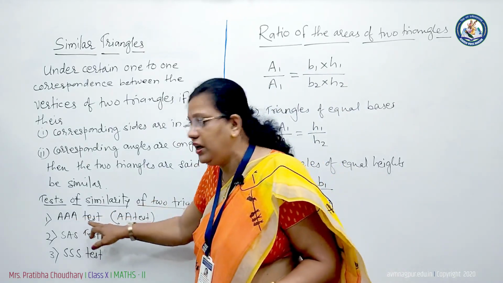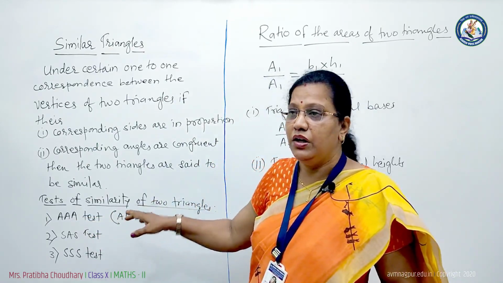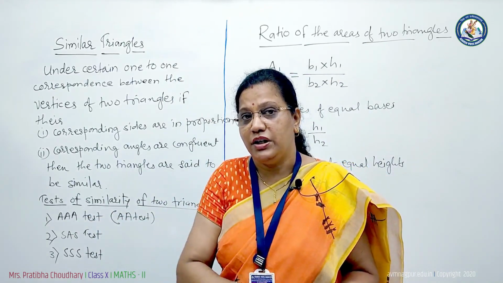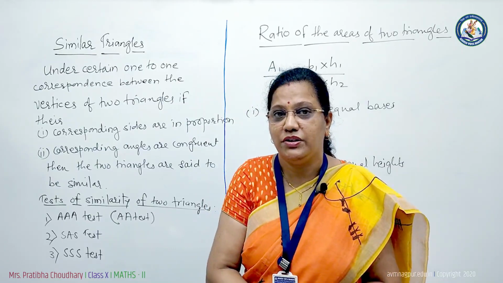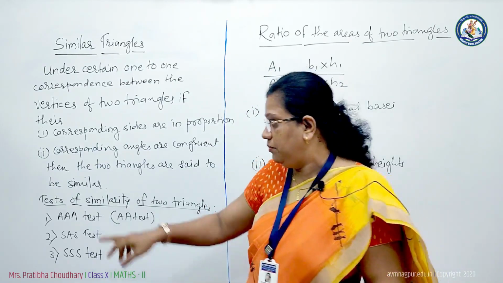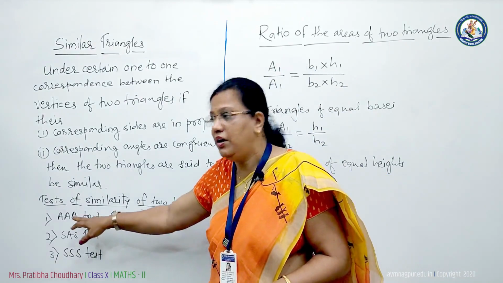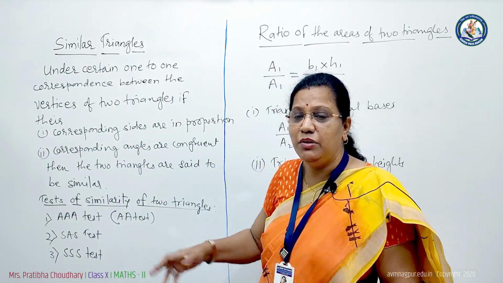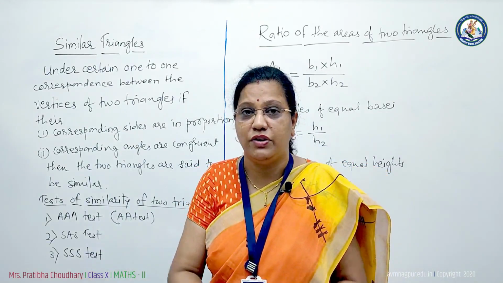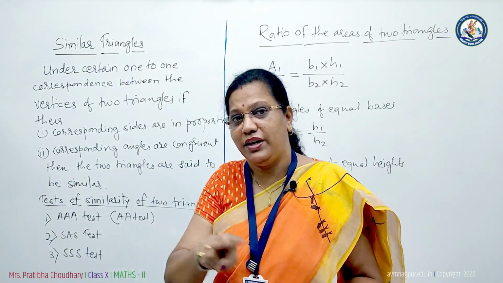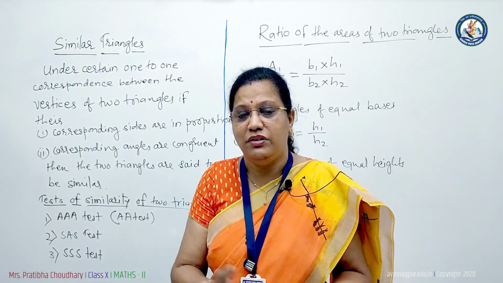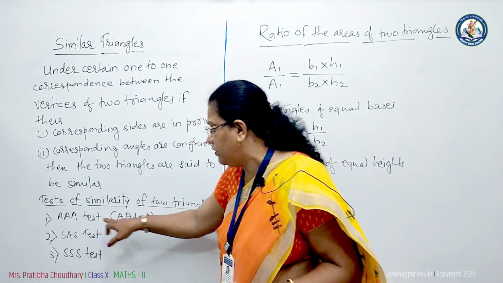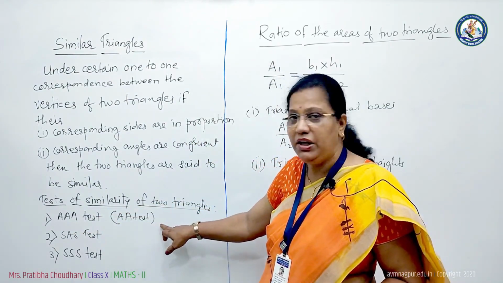First is the AAA test. Here again, under certain one-to-one correspondence, in two triangles, if all the 3 angles are congruent to each other, then triangles are said to be similar by AAA test. But naturally, we don't use this actually. We use the AA test only. Why? Because we know the sum of the measures of all angles of a triangle is 180. So if two angles of two triangles are congruent, then the third will automatically become congruent. So we need not go for this. We just use the AA test while solving the problem.